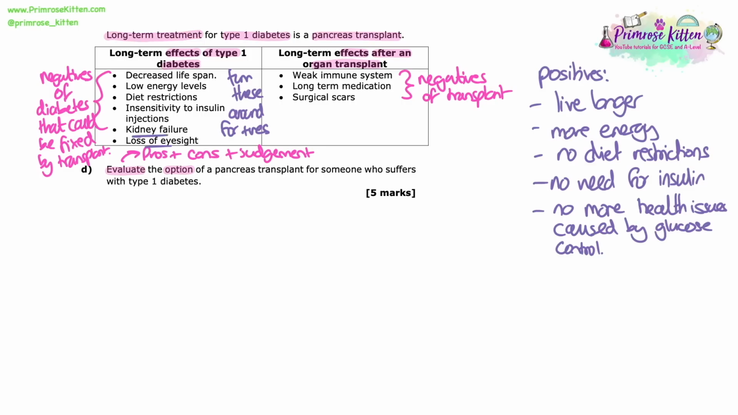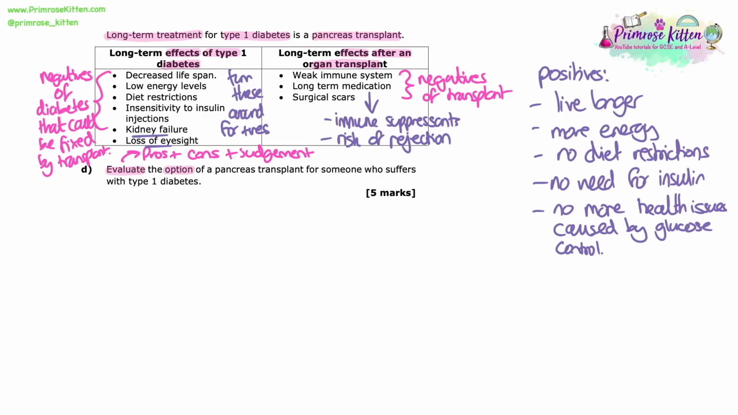So we have to think about the negatives of a transplant, the opposite of that. Well, obviously we've got weak immune system and long-term medication here. We need to give more detail because we should hopefully know that the long-term medication is immune suppressants, and why we take them is because there is a risk of rejection. So those are two more detailed negatives of an organ transplant.